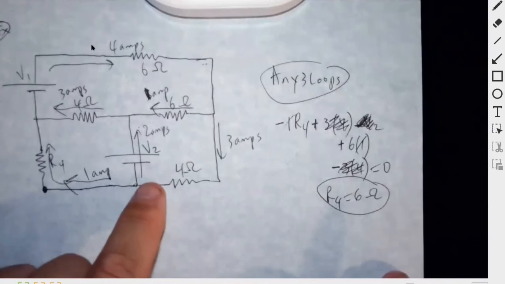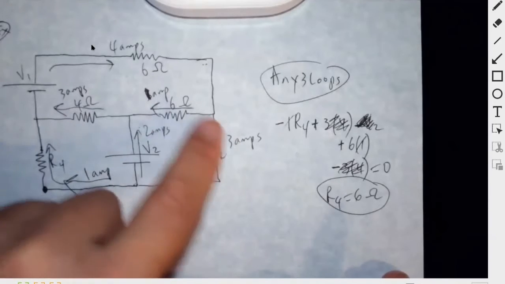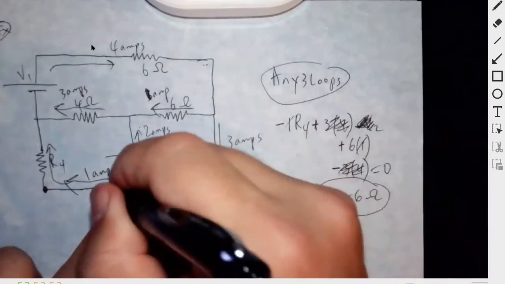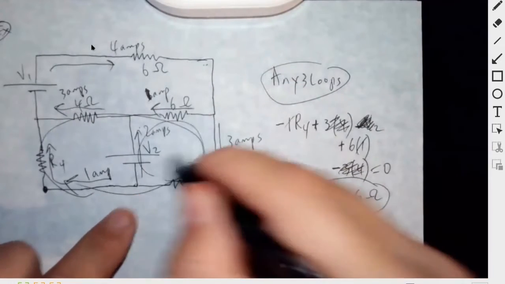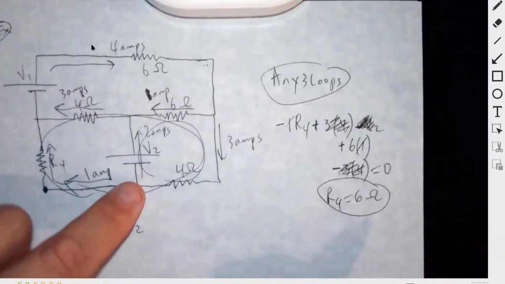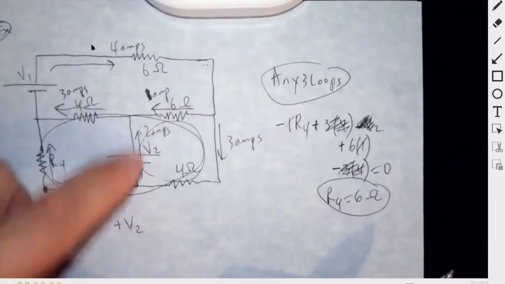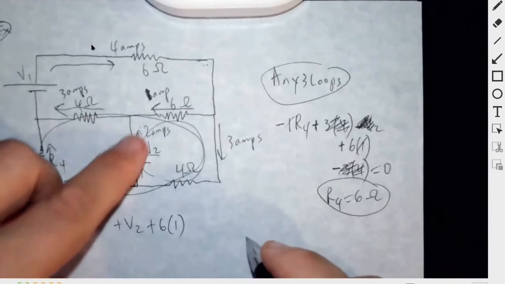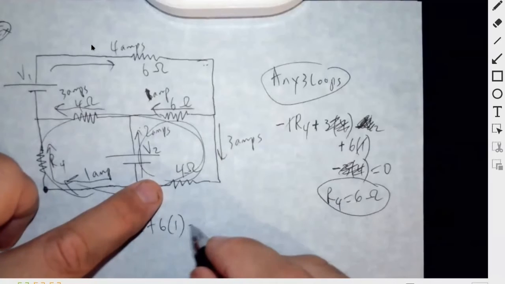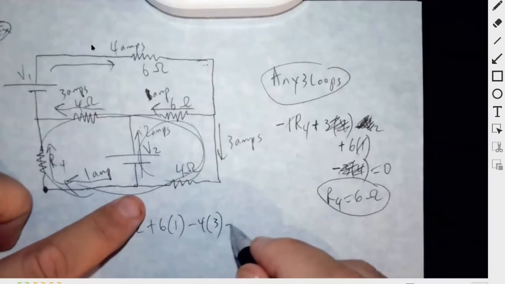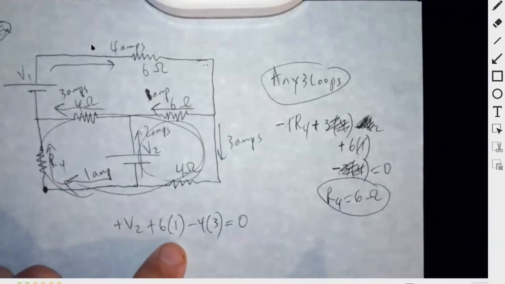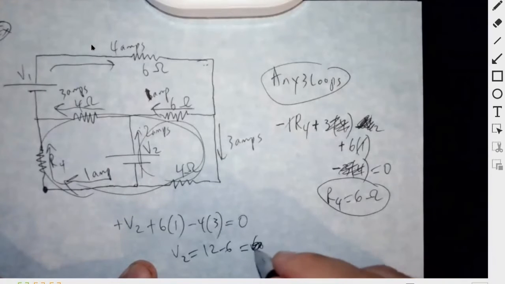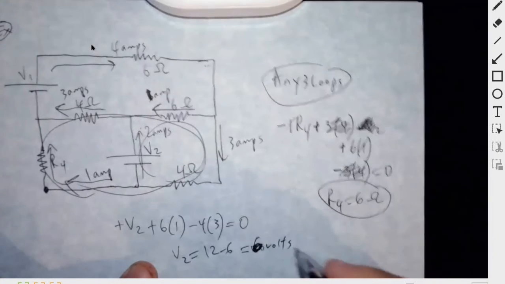So then my second loop, I could do this, right? So this one was like this. And then I'll do this one. V2, I'll go up this way, V2, right? You gain voltage, then you gain 6 times 1. Then you go down with it, equals 0. Okay, so then V2 is going to be what? 12 minus 6, 6 volts. Oh, that's easy, huh? This one ended up being easy.